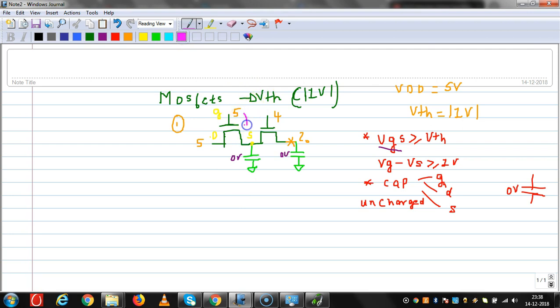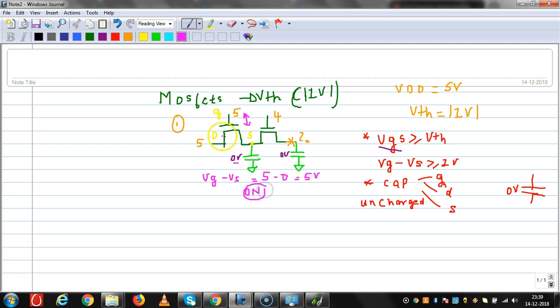The gate to source voltage is the voltage between these two terminals. So what is the initial voltage between gate and source? Let us do that: the gate voltage minus the source voltage. Now for the first MOSFET, the gate voltage is 5 volts minus what is the source voltage initially at? It is initially at 0 volts. So the gate to source voltage is 5 volts. It means this MOSFET is on. So the first MOSFET is in the on condition.